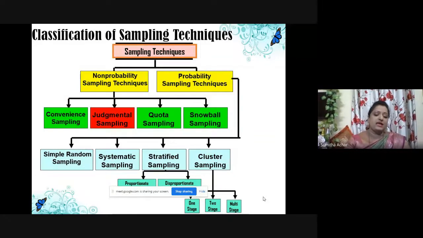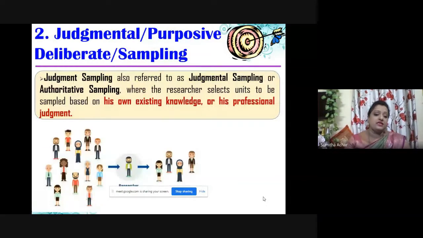Judgmental sampling. As the name itself means, what is judgmental sampling? The researcher uses his own judgment or his own pre-existing knowledge or professional judgment. If a researcher imposes his own ideas and judgment, then it's a judgmental sampling method. This is also called purposive sampling or deliberate sampling.